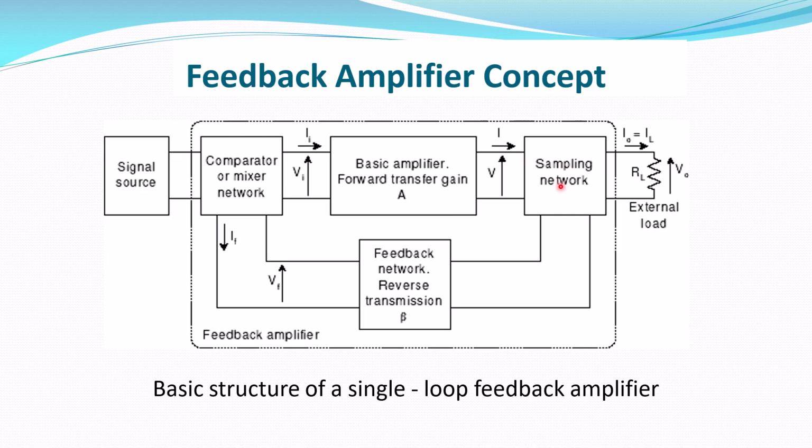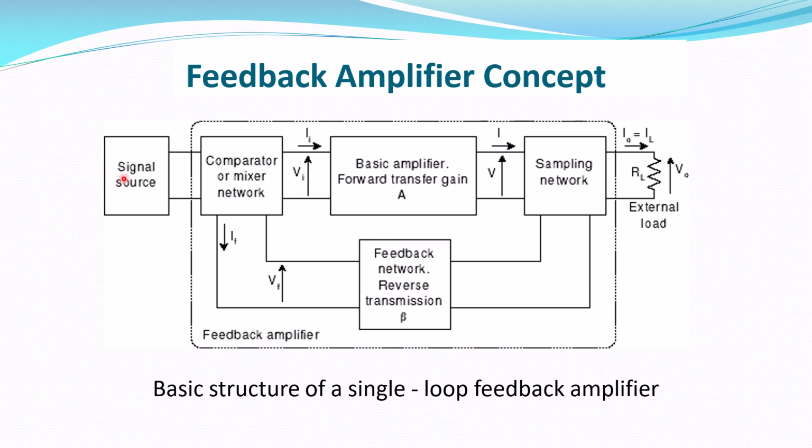The next block is the sampling network block, and at the end we are connecting the load resistance, denoted as RL. Finally, we are taking the output at the end of the amplifier circuit. The output of the amplifier is again fed back to the input of the amplifier circuit, that is, we are giving it at the comparator or mixer network. This network is the feedback network, reverse transmission, where beta denotes the feedback network.